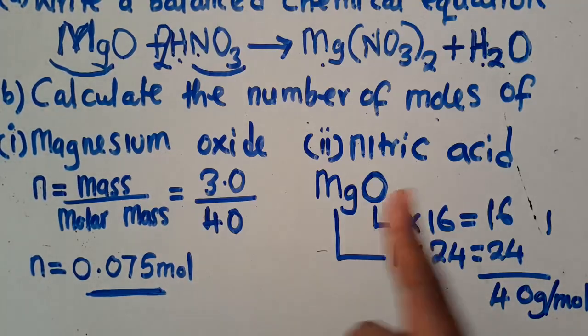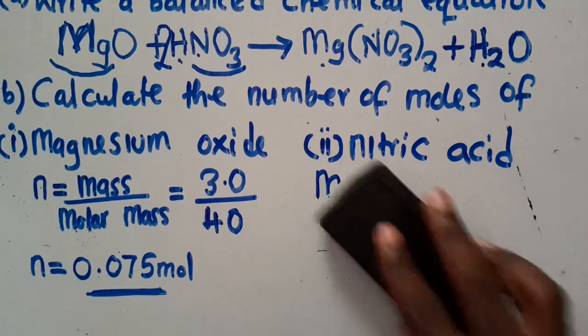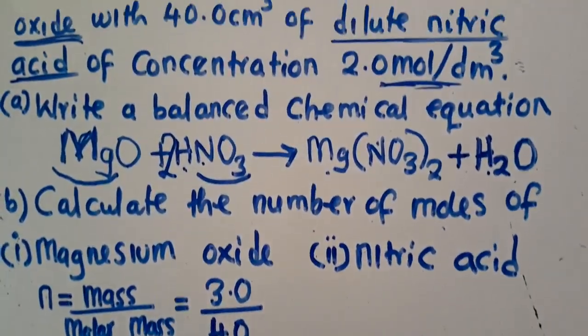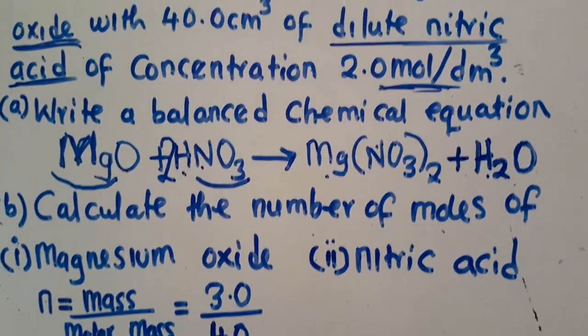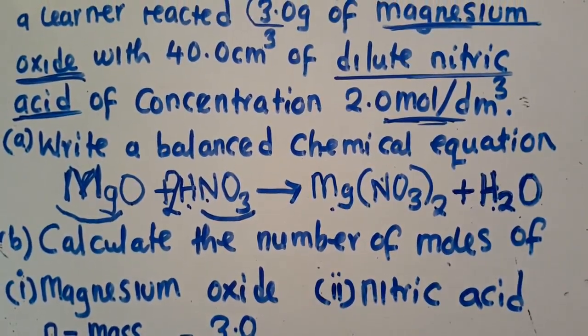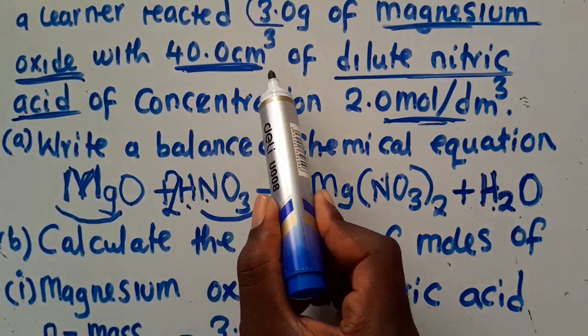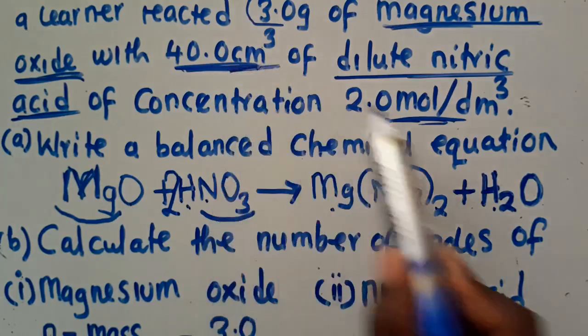For the dilute nitric acid, how can we calculate the number of moles for the dilute nitric acid? So for the dilute nitric acid, what are we given? You go back to the question. You check what is given. You cannot use this formula when there is no mass involved. So what are you given? We are given 40.0 centimeters cubed of dilute nitric acid. Obviously, we are given the volume and the what?